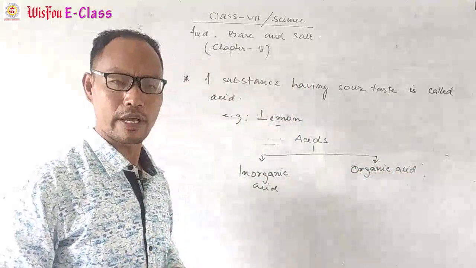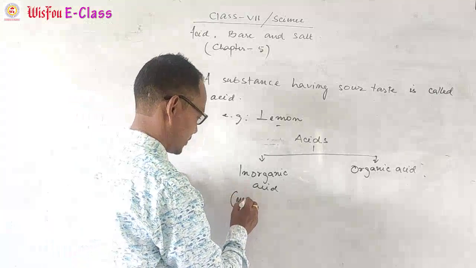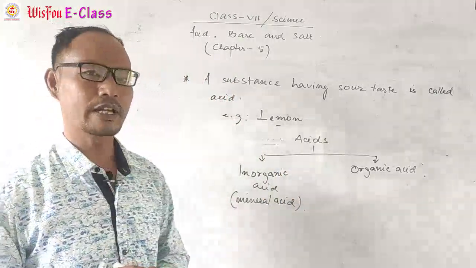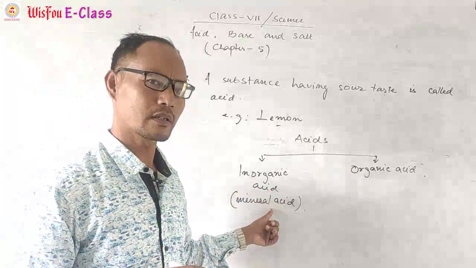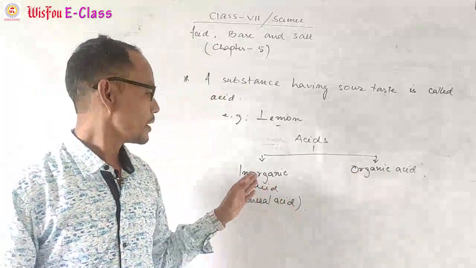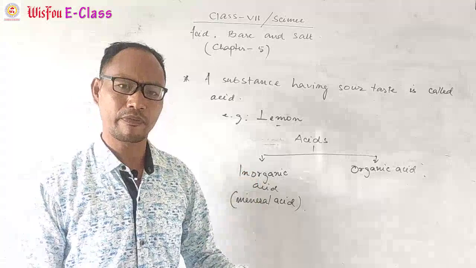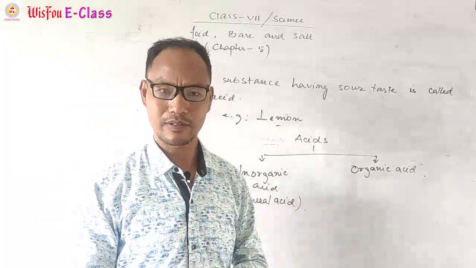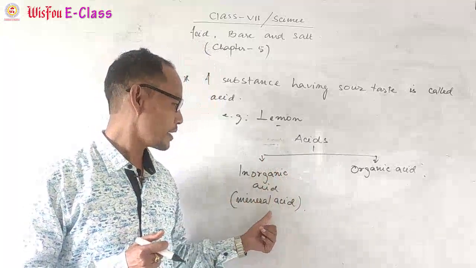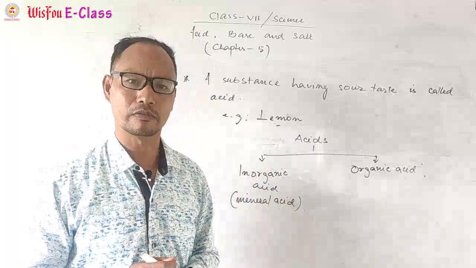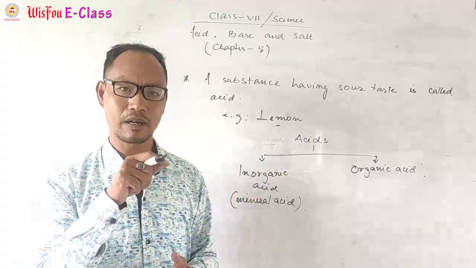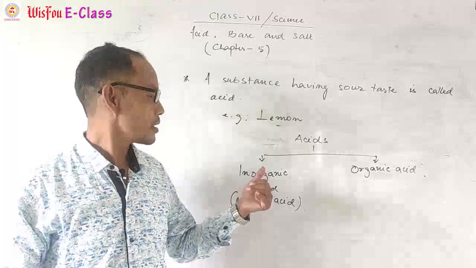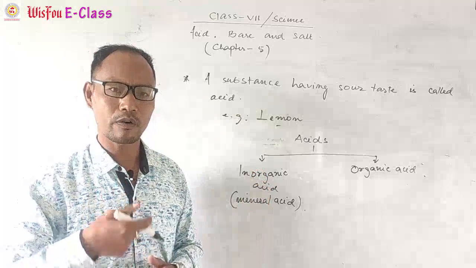This inorganic acid is also known as mineral acid. So let us try to know what are inorganic acids or mineral acids and organic acids. First of all, inorganic acid is an acid which is prepared by human beings from the rocks and the minerals found in the earth crust. Those kinds of acids are known as inorganic or mineral acids.